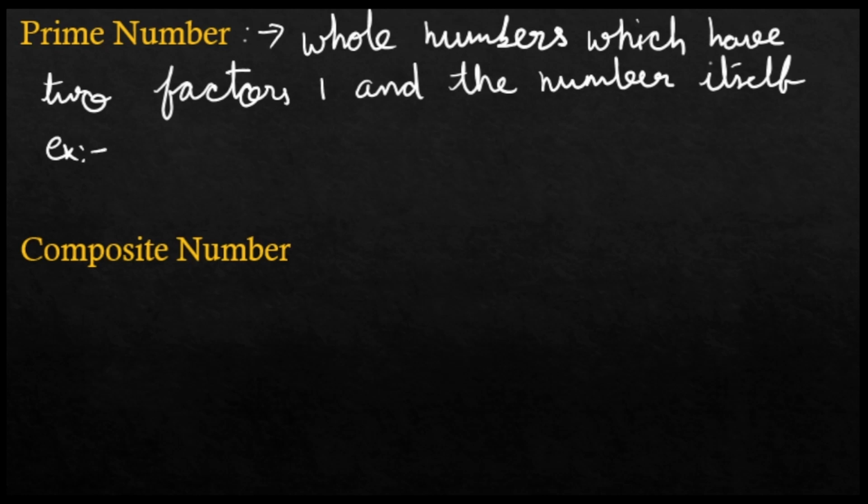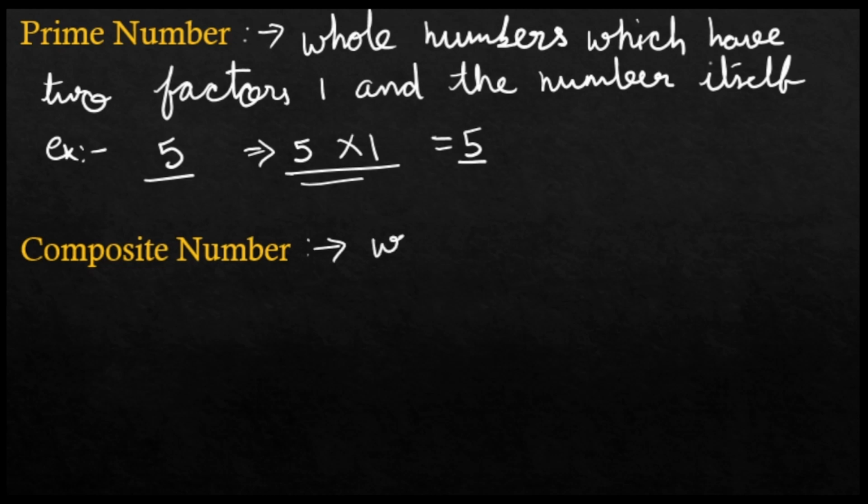So the definition of prime number, as you already know, is just a quick reason. Whole numbers which have only two factors, 1 and the number itself. Example: 5 is a prime number, as the factors of 5 are the number itself and 1. So this is a prime number.